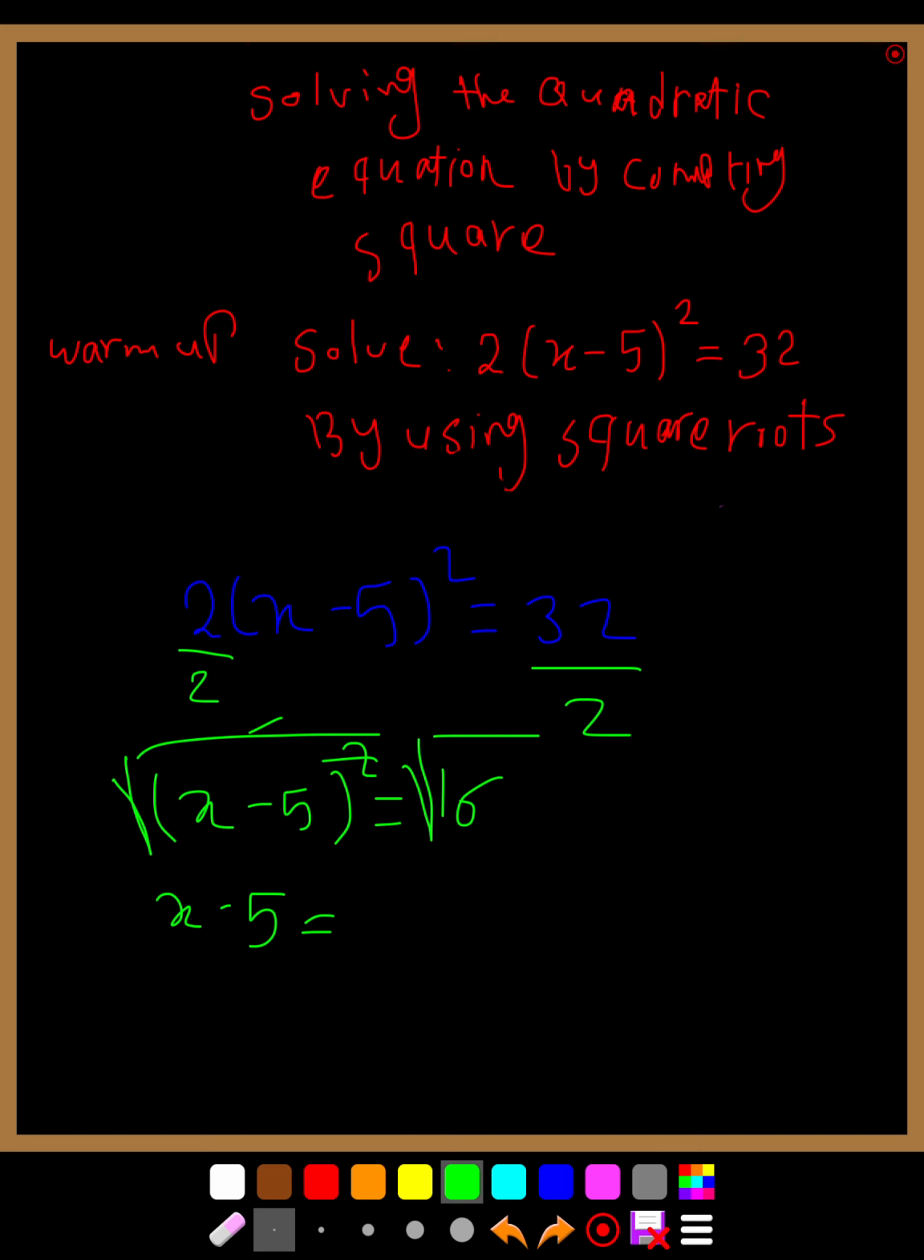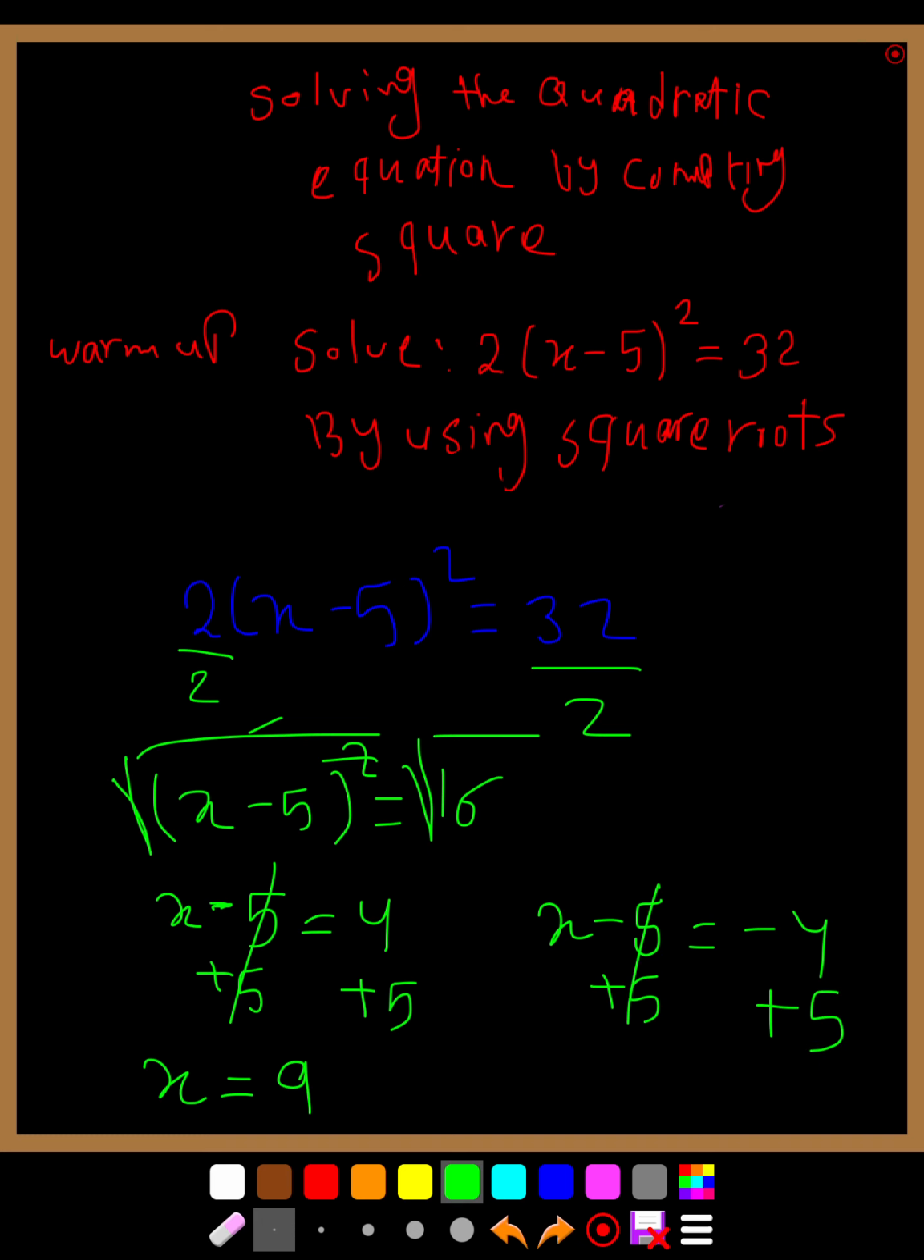We have two values. If you take the square root, we have two values, one positive and one negative. The root of 16 is 4, so x minus 5 equals 4 or x minus 5 equals minus 4. How can you solve this? It's a one-step equation. We add 5 to both sides, or you can move the 5 to the other side, it's up to you. So x equals 9, and adding 5 here, x equals 1. So the solutions, or roots, of this equation are 1 and 9.